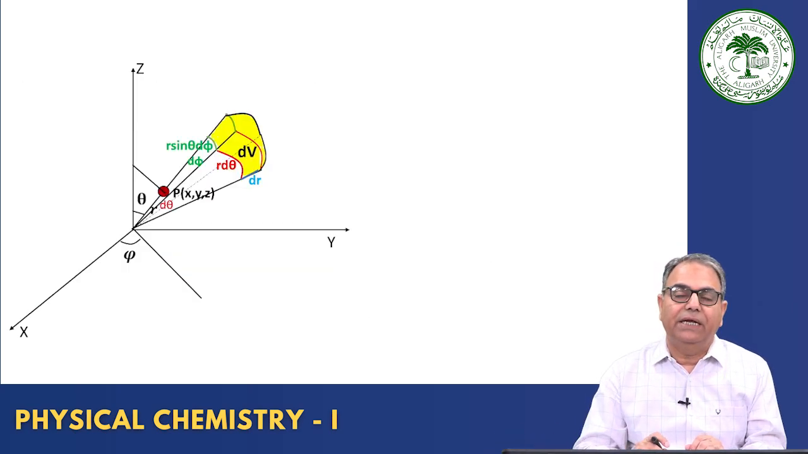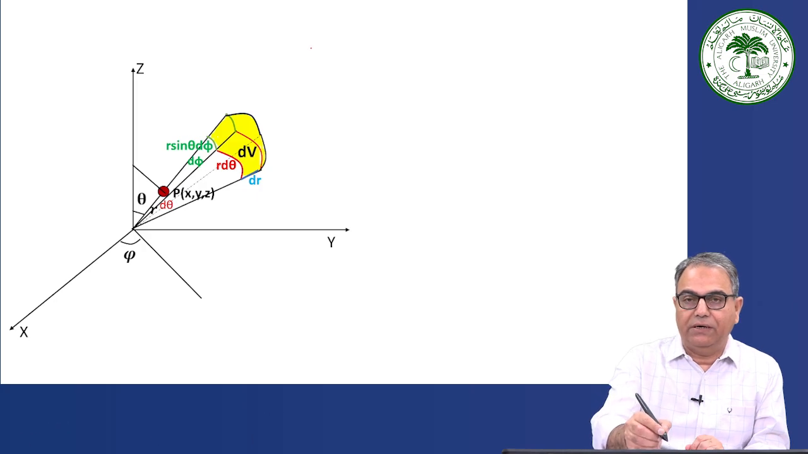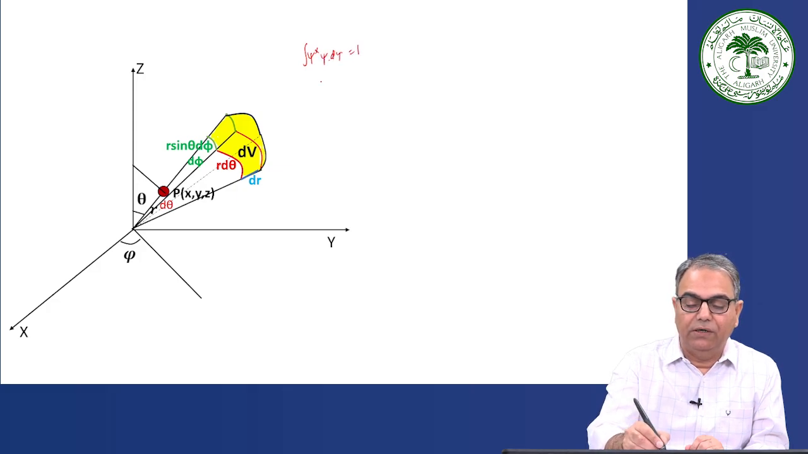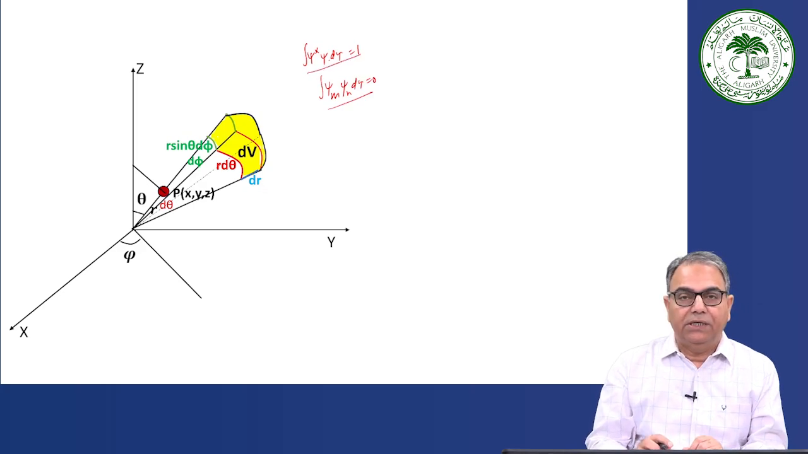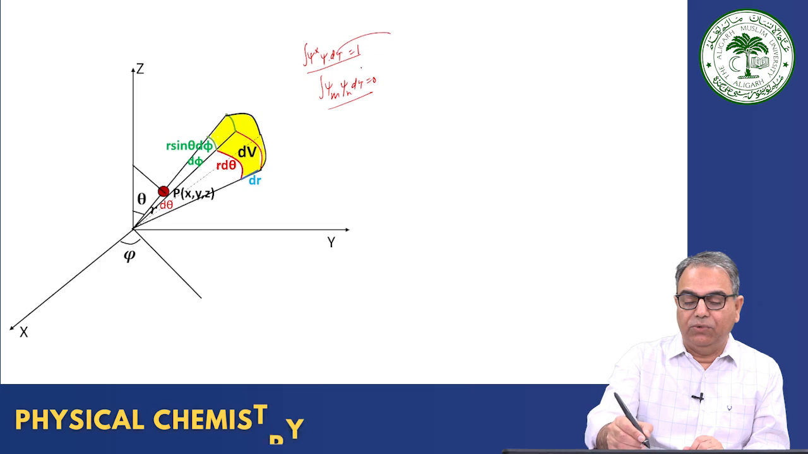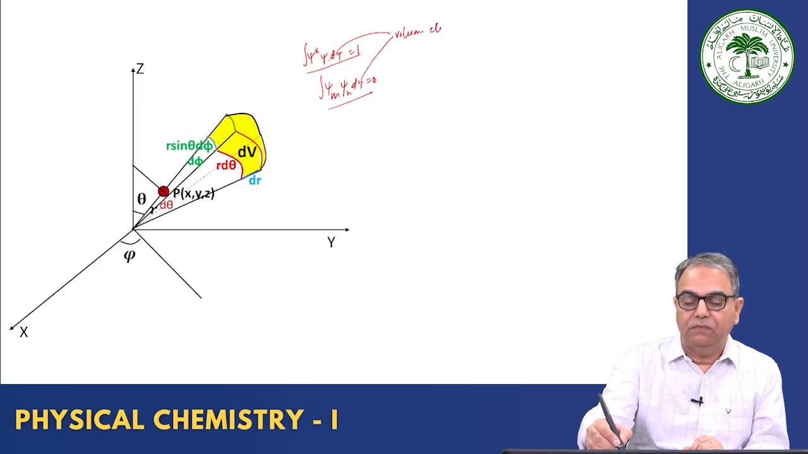Another important thing is that in the case of Cartesian coordinates we have been using a relationship like this one, psi star psi d tau is equal to 1. Then we have used psi m psi n d tau is equal to 0, the orthogonal condition and normalization condition. So what you use in both cases is d tau, which is called the volume element, and in Cartesian coordinates this volume element is actually dx dy dz.